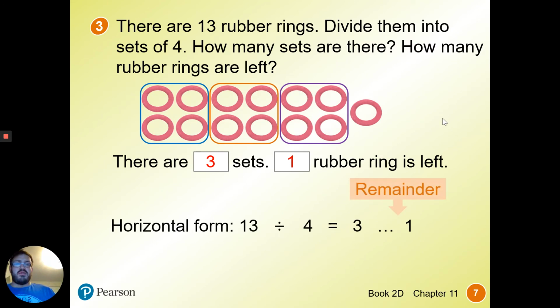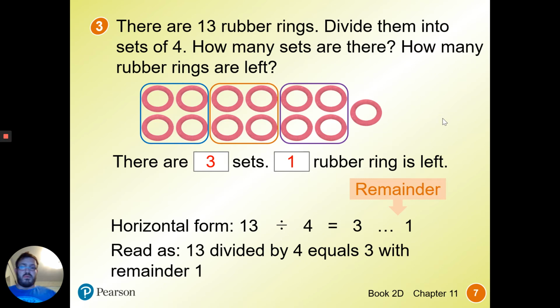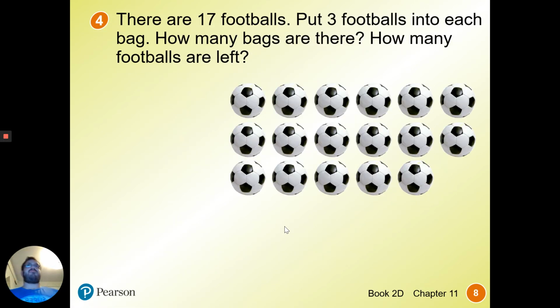And there are 13 rubber rings divided into sets of 4, so it's the same problem written in horizontal form: 13 divided by 4 equals 3, with a remainder of 1.